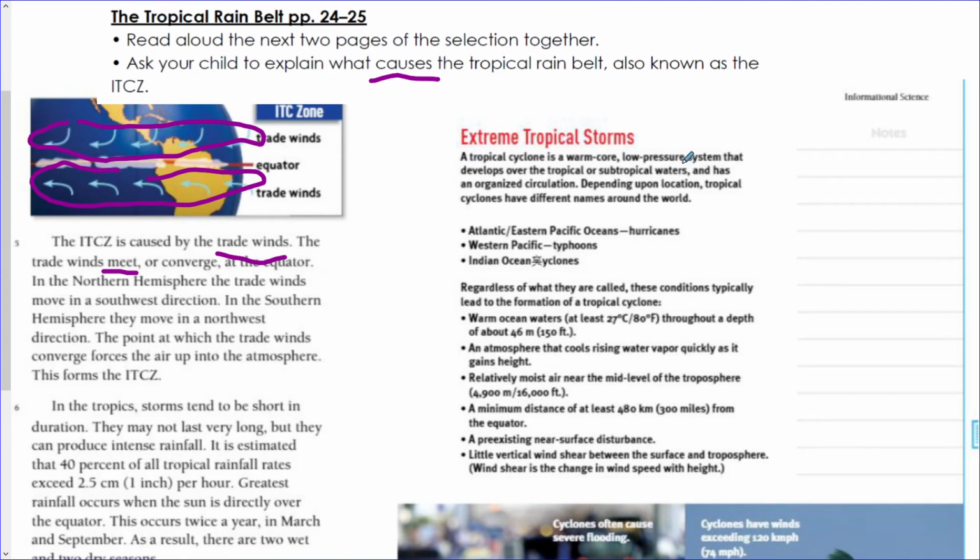Extreme tropical storms. A tropical cyclone is a warm core, low pressure system that develops over the tropical or subtropical waters and has an organized circulation. Depending upon location, tropical cyclones have different names around the world. In the Atlantic and Eastern Pacific Oceans, we call them hurricanes. In the Western Pacific, they're called typhoons. In the Indian Ocean, they're called cyclones.